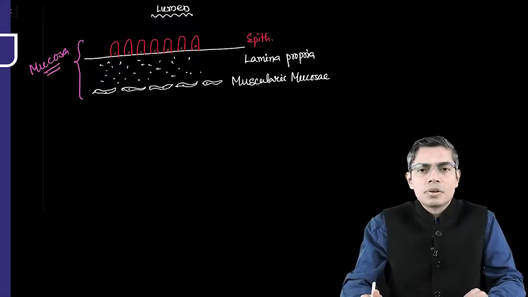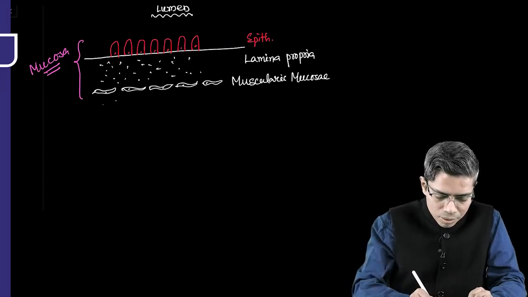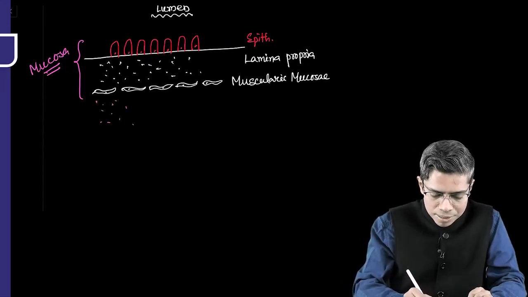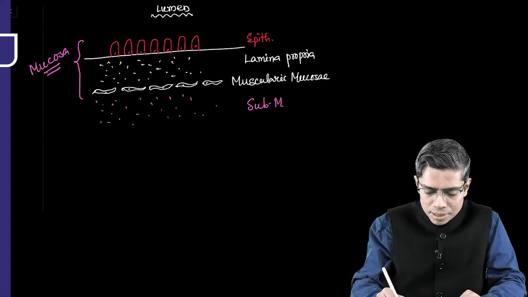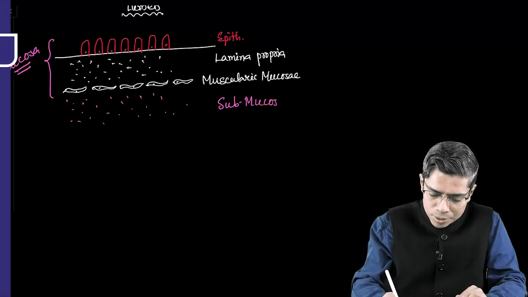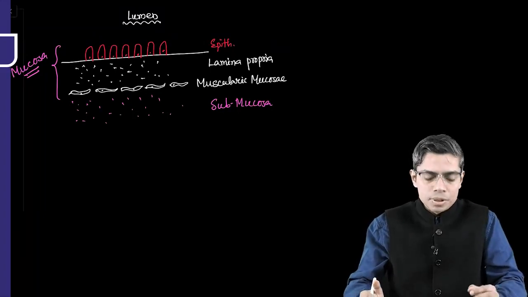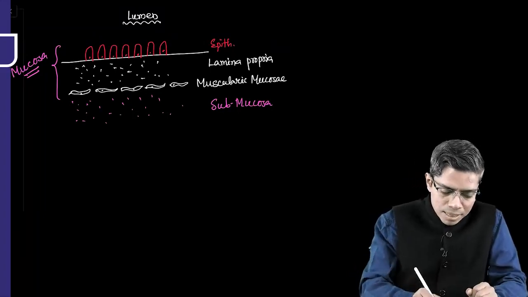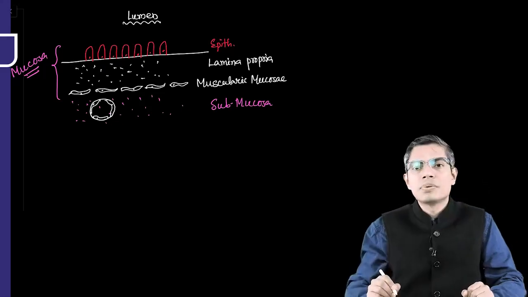Below the mucosal layer, obviously there will be the submucosal layer. Submucosal layer again consists of loose connective tissue only. So this is the loose connective tissue layer, which is nothing but the submucosal layer. Now, if you look at the submucosal layer a little bit more, you are going to find that it contains large blood vessels.